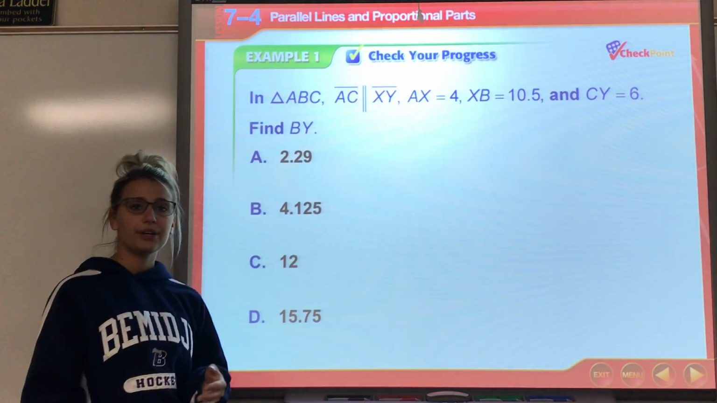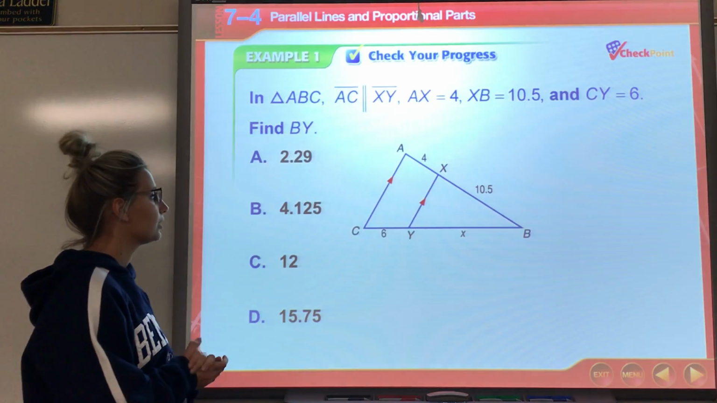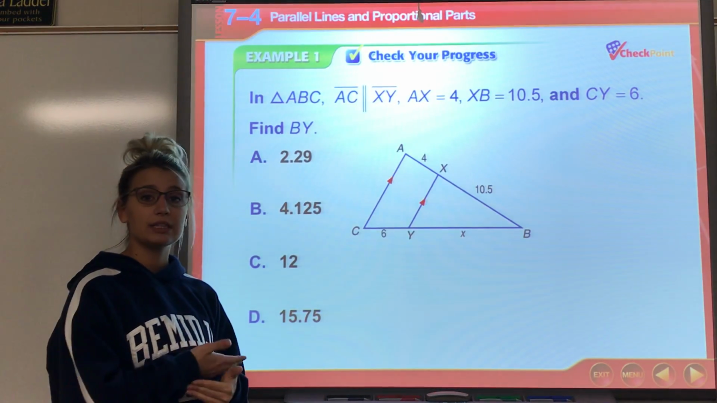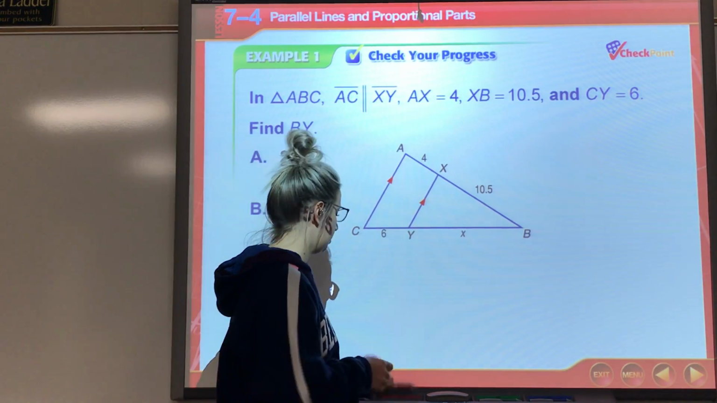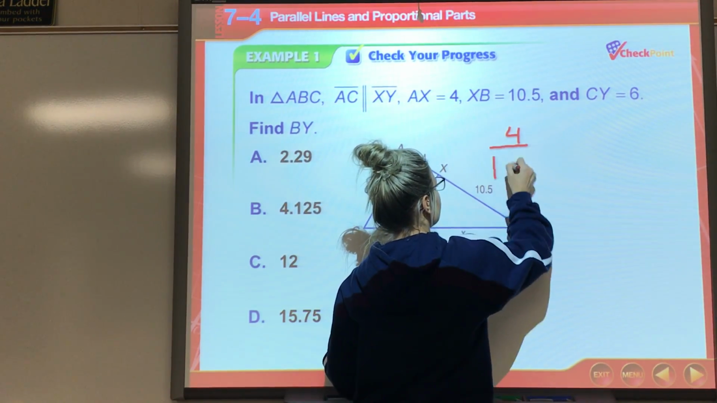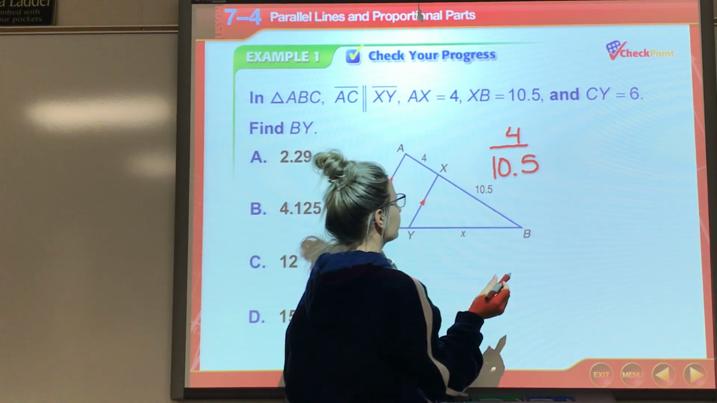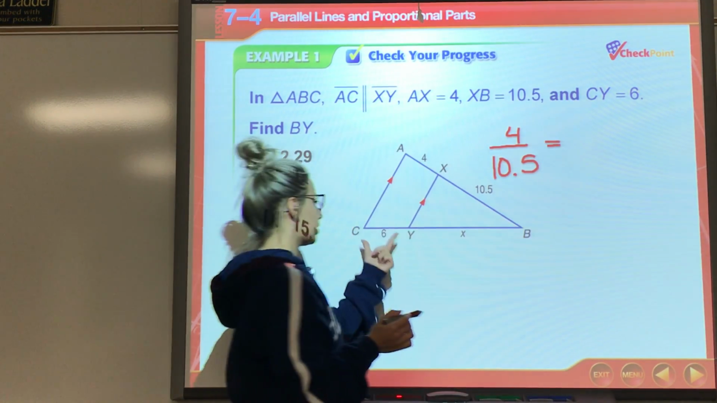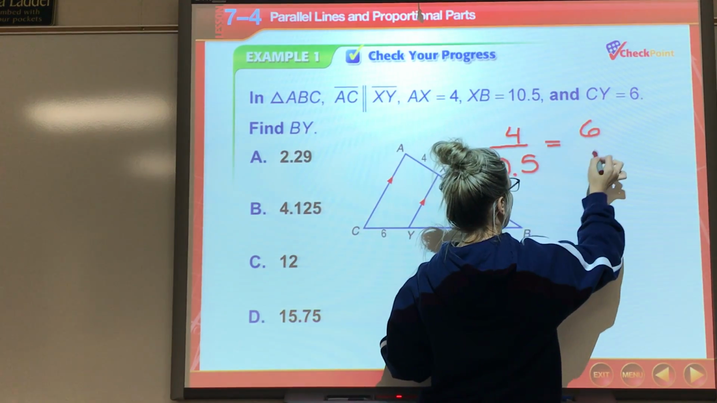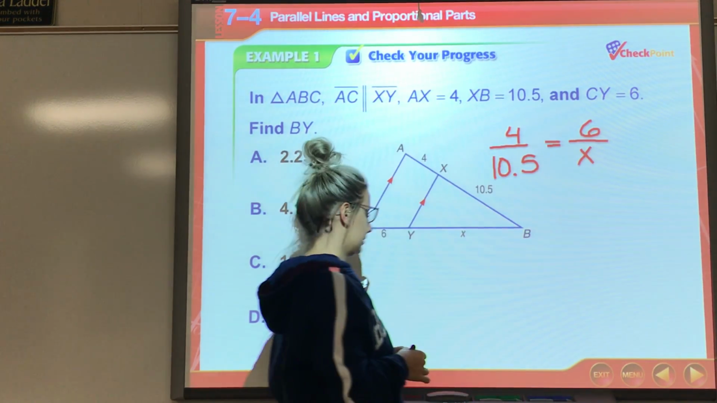All right, pause your video, try this one on your own. Okay, so we'll just set this up the same way that we did the last one. So we're looking at one side, so we have 4 over 10 and a half equals, all right, I took my short over my long, so I'm going to do the same thing. So I get 6 over X.